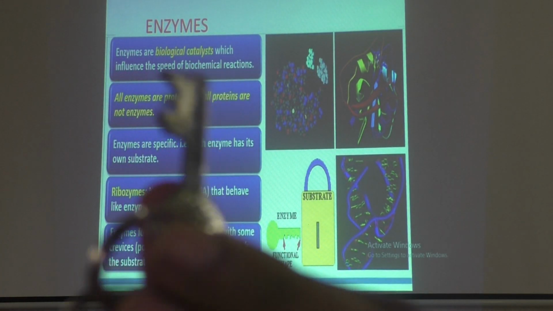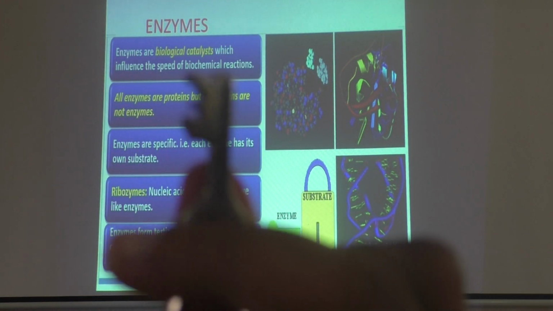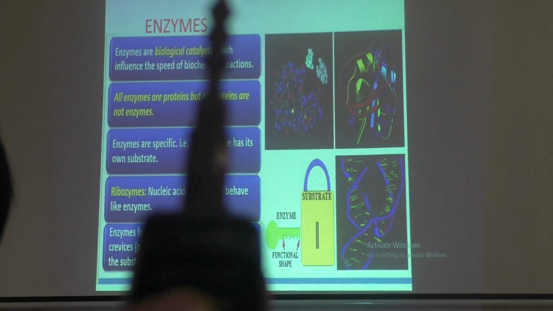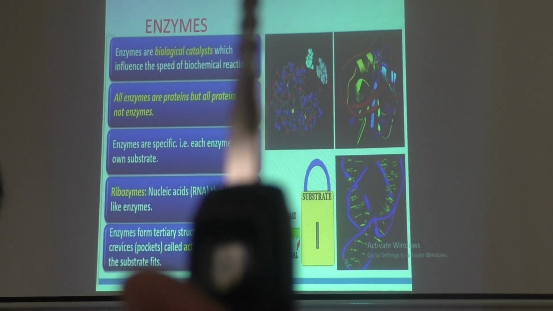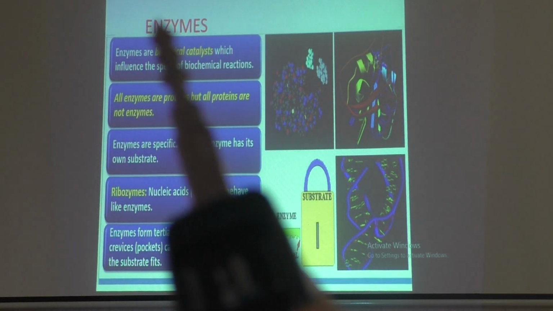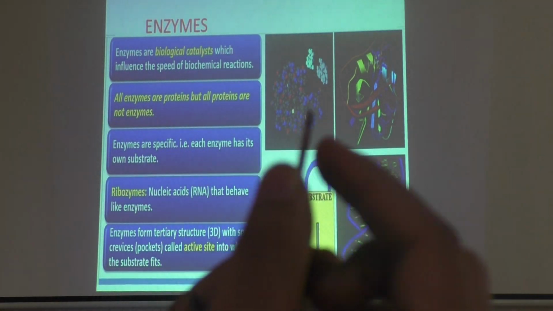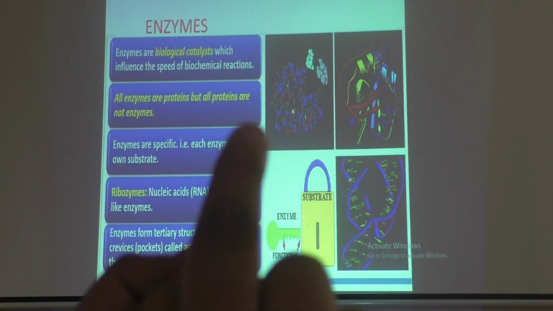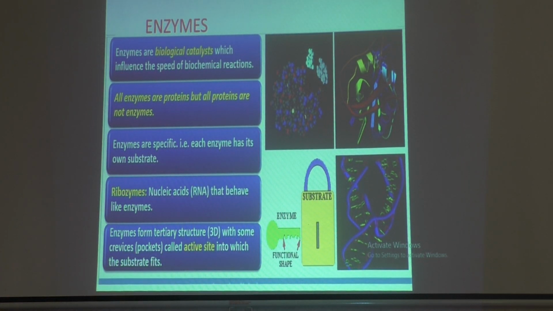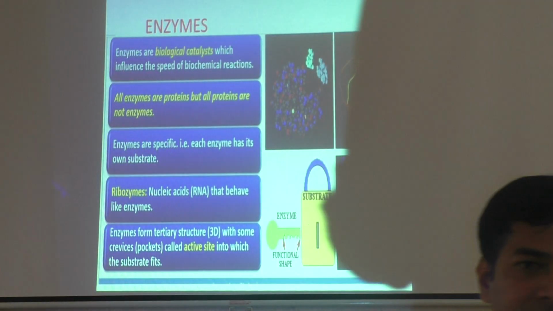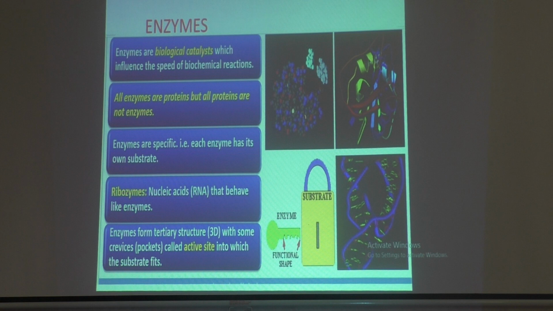So this key will act on only one particular lock, not for all. And this is only for my bike, a particular bike, not for any other bike. It doesn't work on any other bike. So that is what they are talking about. The cuts here, the edges, are called pockets or active sites into which the substrate fits. That is why the substrate exactly fits. If you want some more examples, I will bring a lock and show you.